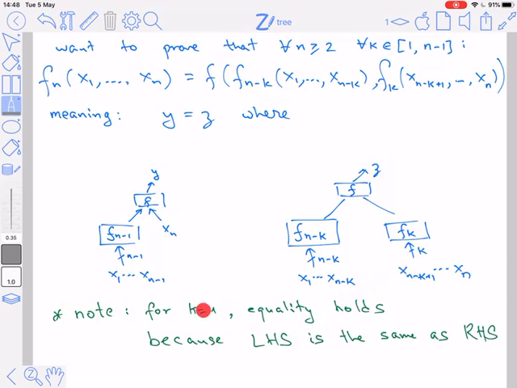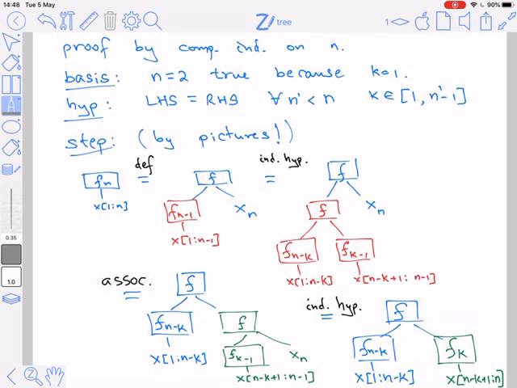Okay? So that would be a very easy case, because the left-hand side and the right-hand side are the same thing. But we want to prove this equality for every n greater than or equal to 2, and for every k, not only for k equals 1, of course. Okay, so how do we prove this claim? We prove it by complete induction on n. And the basis for n equals 2 is true because then k equals 1, and we already saw that when k equals 1, the equality holds.